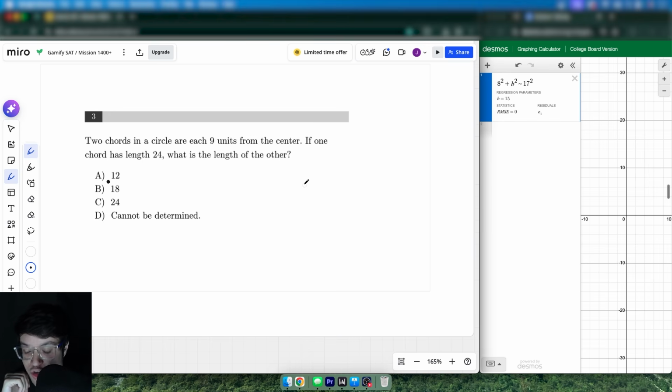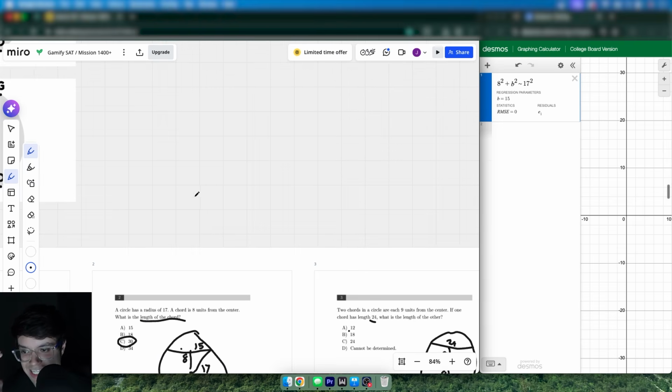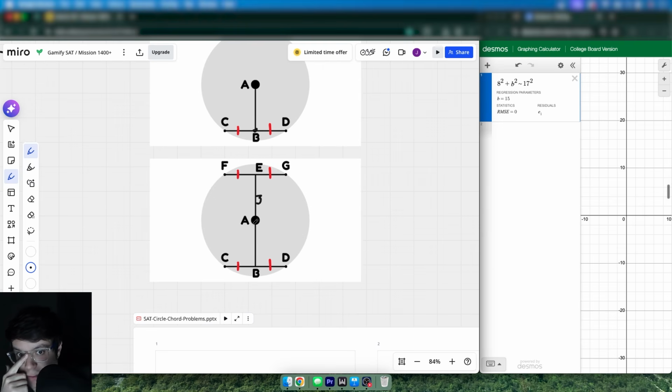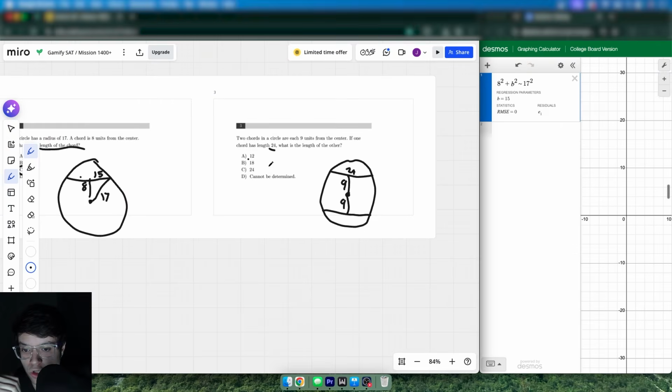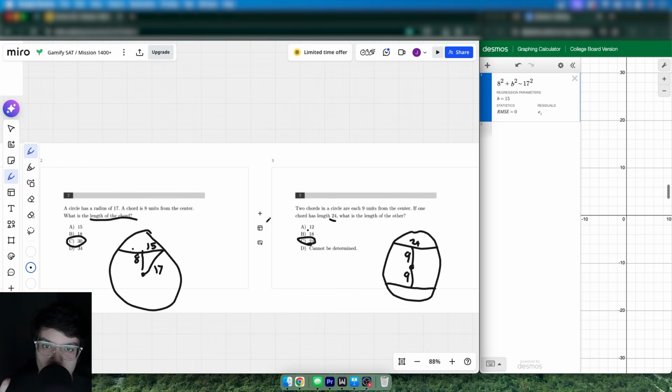One more practice problem here. 2 chords in a circle are 9 units from the center each. So something like this. If one has the length of 24, what is the length of the other one? This is actually just a very simple question. It uses the exact rule I went over here with both of them being the exact same thing. So the answer would literally just be 24. It is that simple, and that's all you need to know about chords for the SAT.